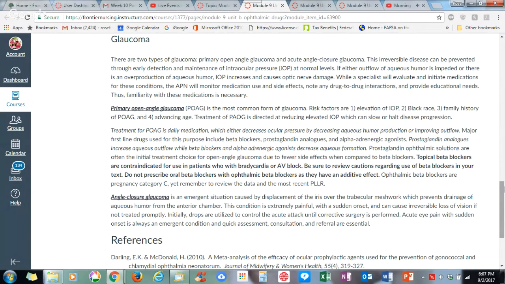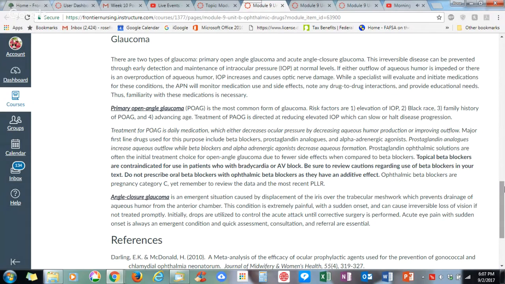Treatment for primary open-angle glaucoma is daily medication which either decreases ocular pressure by decreasing aqueous humor production or improving outflow. Major first-line drugs used for this purpose include beta blockers, prostaglandin analogs, and alpha-adrenergic agonists. Prostaglandin analogs increase aqueous outflow, while beta blockers and alpha-adrenergic agonists decrease aqueous formation. Prostaglandin ophthalmic solutions are often the initial treatment of choice for open-angle glaucoma due to fewer side effects when compared to beta blockers.